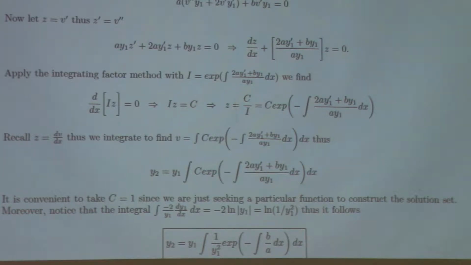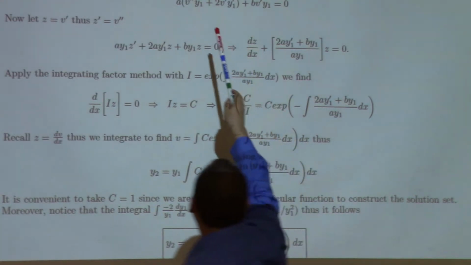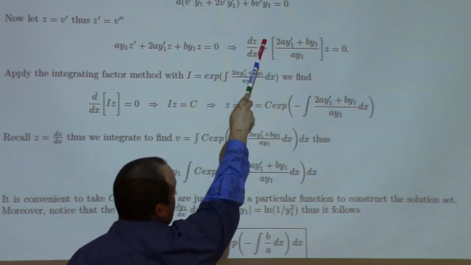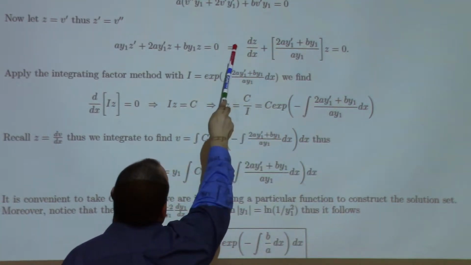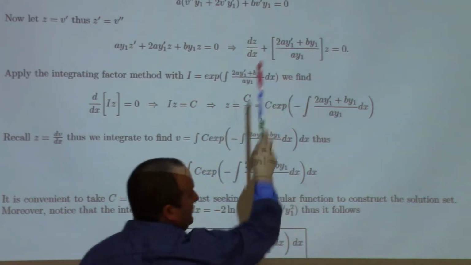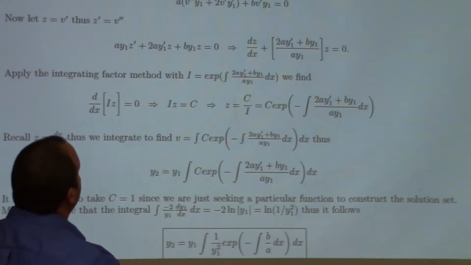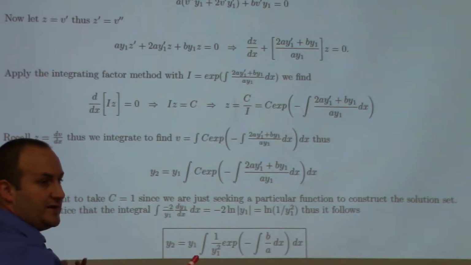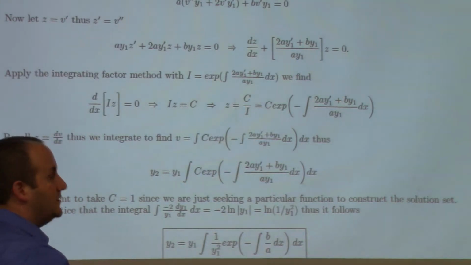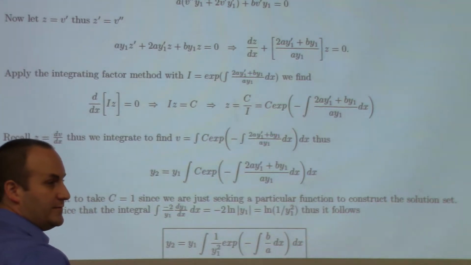Let me just go through it. Again, we have a y prime prime plus b y prime plus c y equal to 0. We have y1 as one solution of it. So you guess that y2 could be written as v times y1, and you're looking for a formula for v. If you can find a formula for v, then you found y2. We want y2 to be linearly independent from y1, so that means v is not a constant.